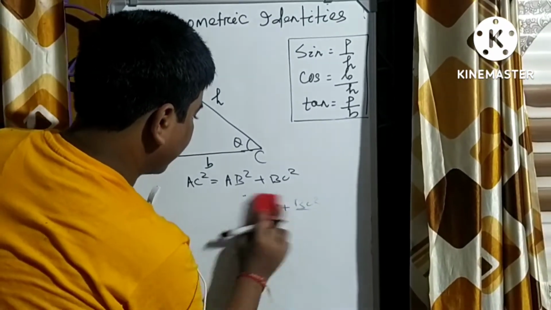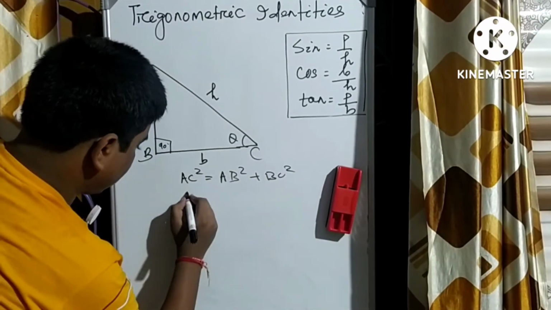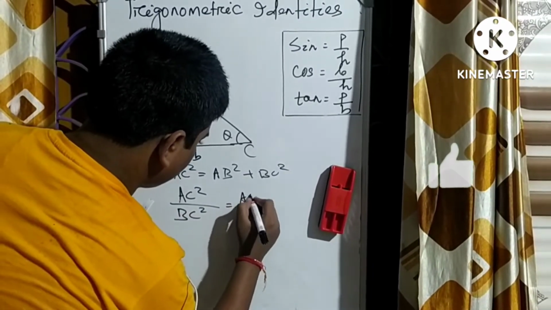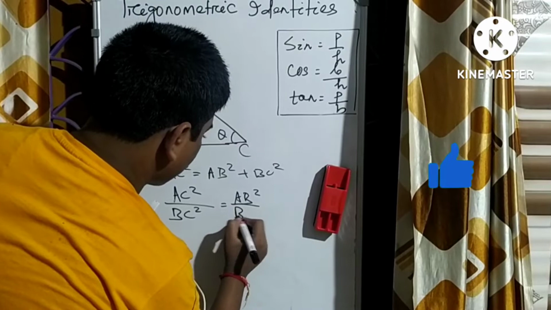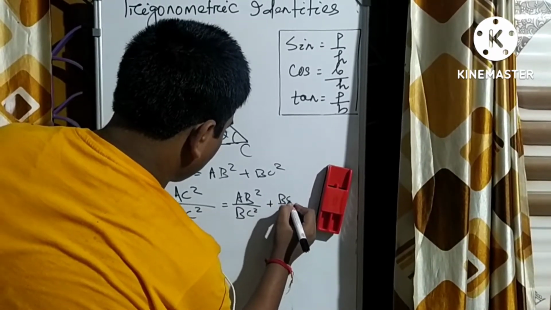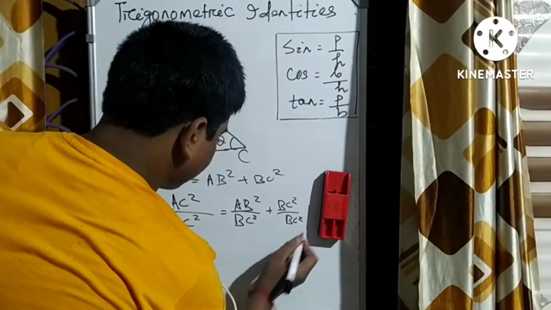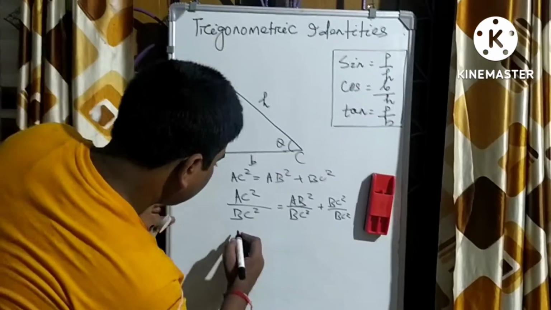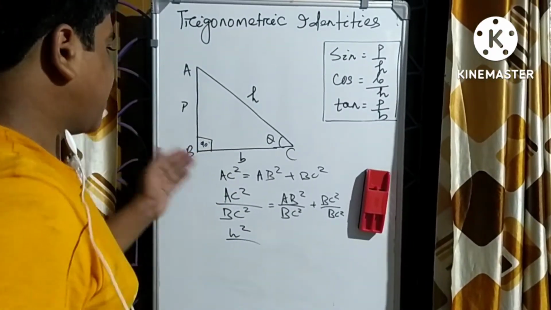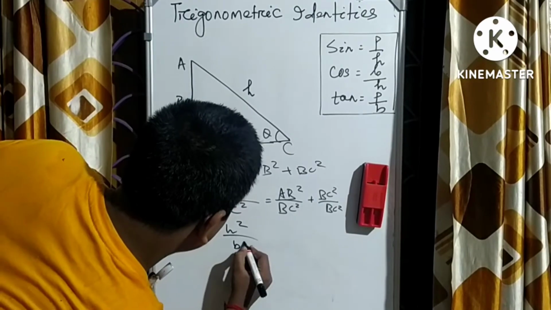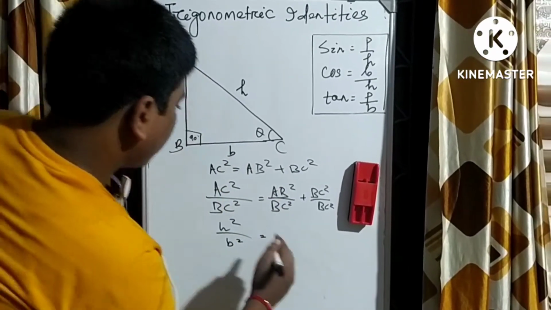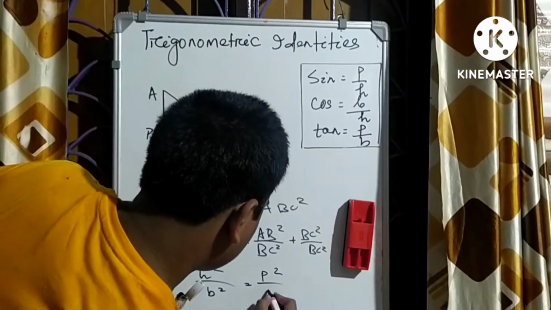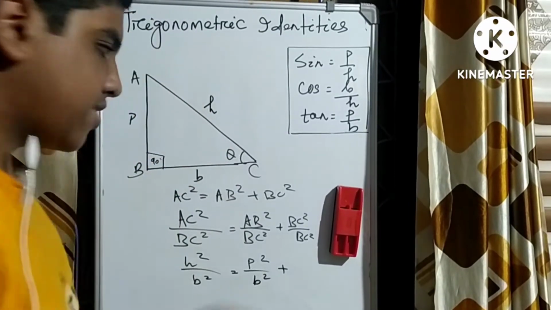Now let us divide by BC square in all these terms, that is AC square by BC square, AB square by BC square. AC square is the hypotenuse here, H square, BC is the base here, AB is the perpendicular here, BC is the base here, and this is 1.